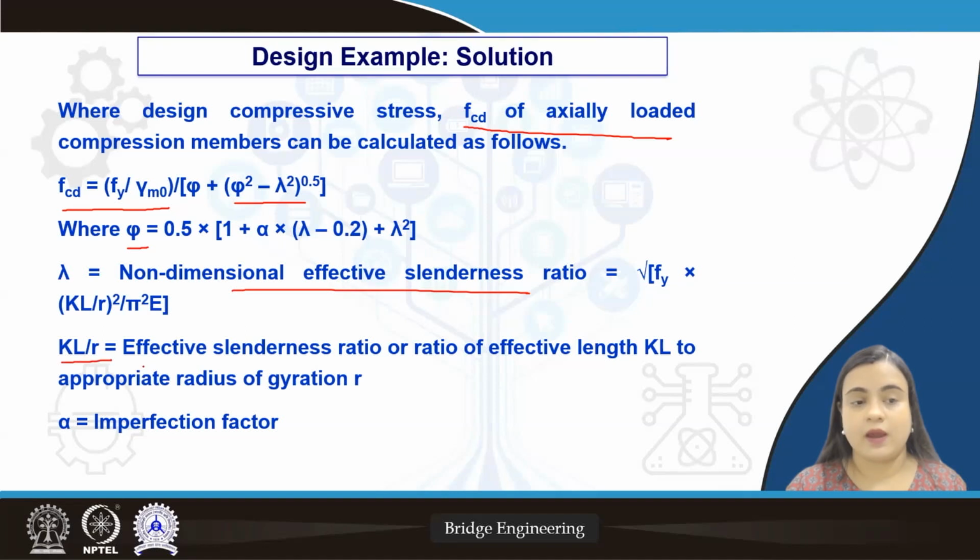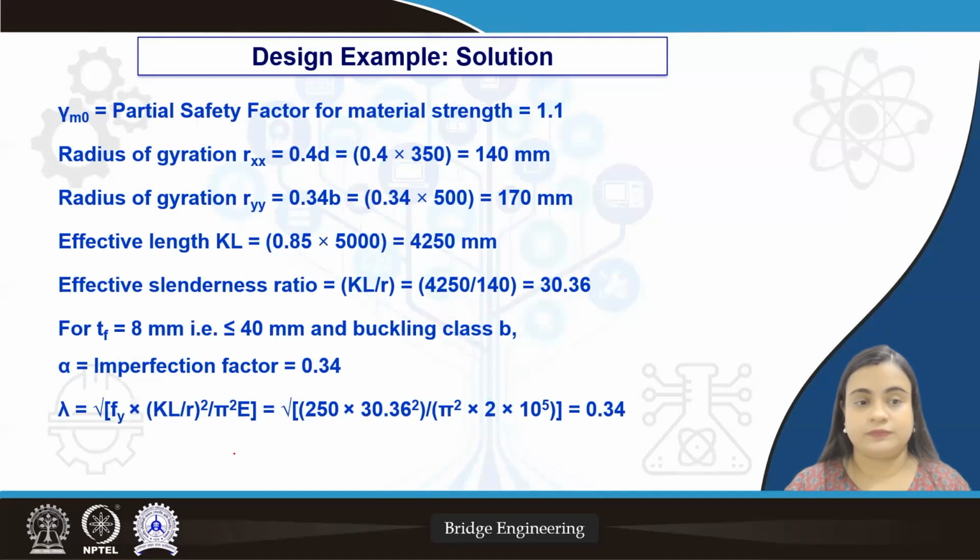Here, KL by R is the effective slenderness ratio, that is the ratio of effective length KL to the radius of gyration R. Alpha is considered to be the imperfection factor, that is dependent on the buckling class and the thickness of the flange. Gamma M0 is the partial safety factor for material strength, that is taken to be 1.1.